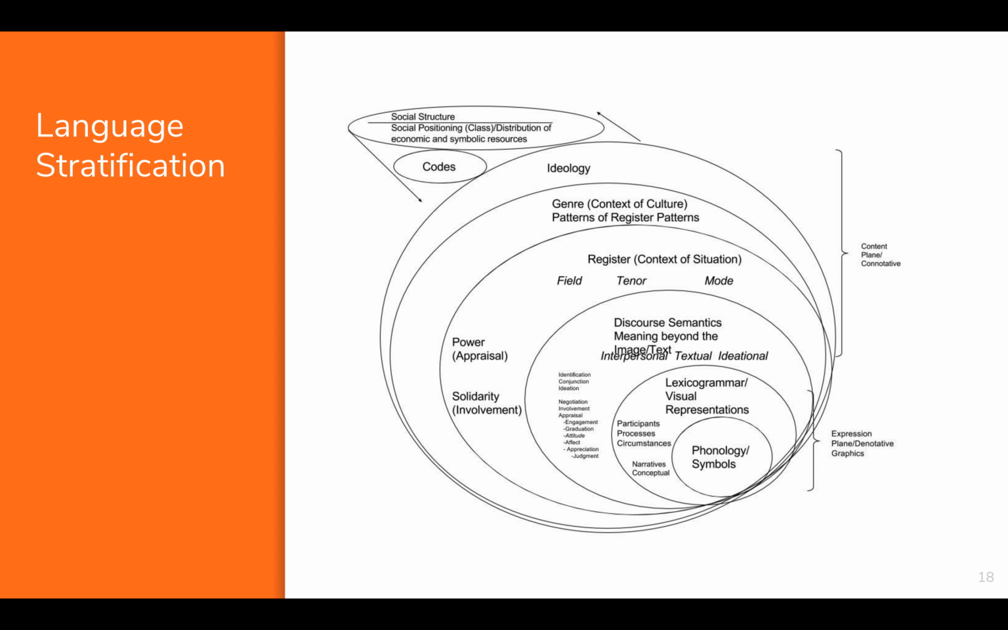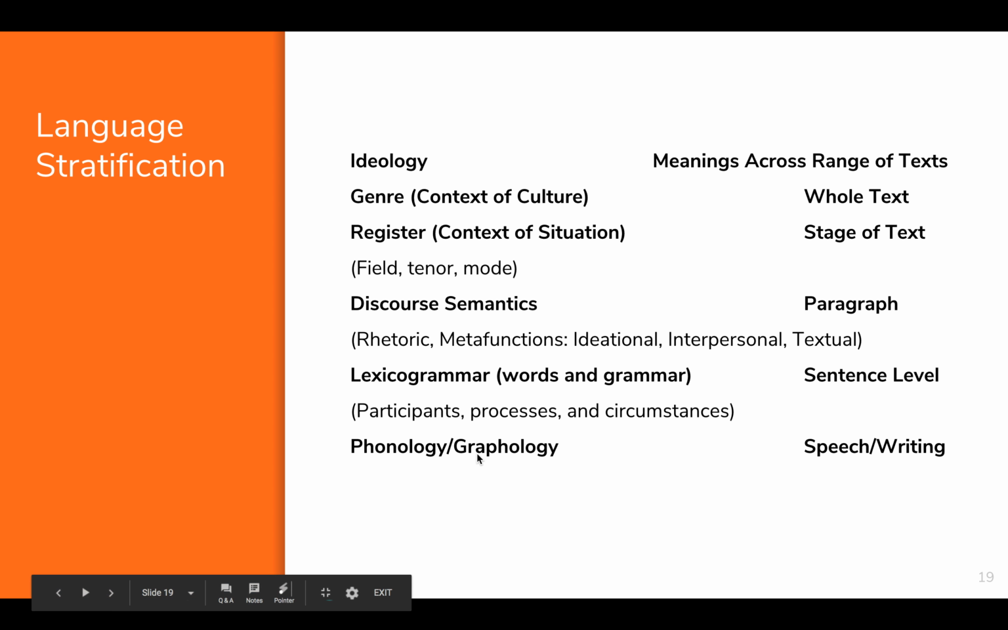And then we can also think of the social structure as generating specific codes that influence ideologies that then are encoded in text, that are encoded in the context of the situation, encoded at the paragraph level, encoded at the grammatical level, and even encoded at the word and writing level. So here's a way of looking at language stratification that's a little bit simpler.